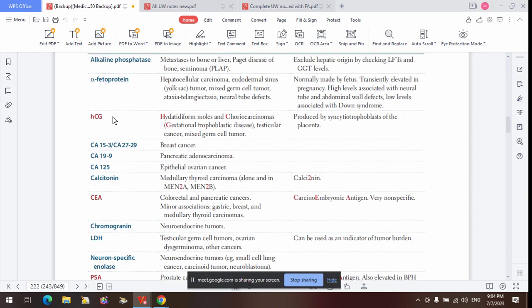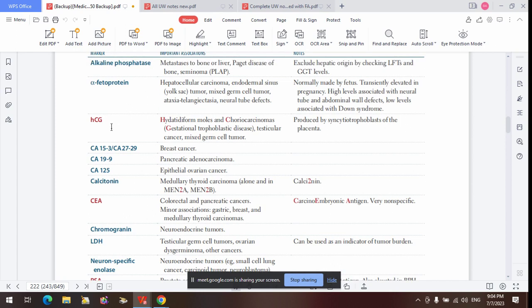Just like we also mentioned, someone can have a seminoma and the HCG can be elevated because seminoma kind of behaves like a placenta. So seminoma would be an example of a testicular cancer that can elevate HCG. Someone that has a mixed germ cell tumor too, that is, a seminoma with another tumor, can have elevated HCG.